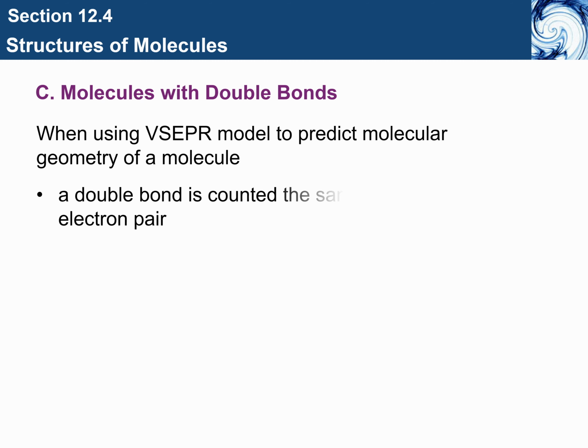Molecules with double bonds. When we use the VSEPR model to predict molecular geometry, a double bond is counted the same as a single pair of electrons. In other words, a double bond counts as an effective 1 pair for geometry. This is important because students often mistakenly count a double bond as 2 separate directions in space. For geometry, it's 1 region of electron density.